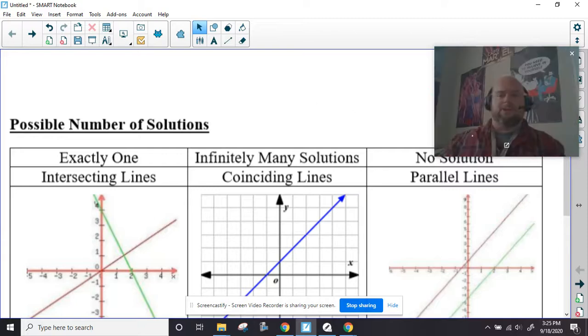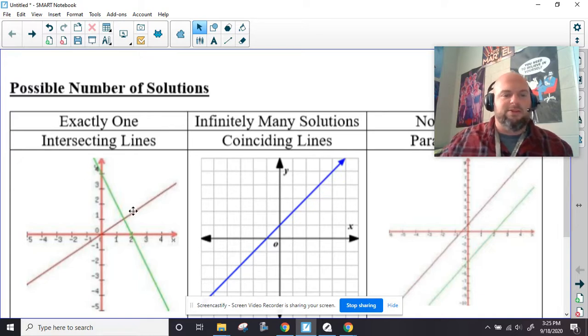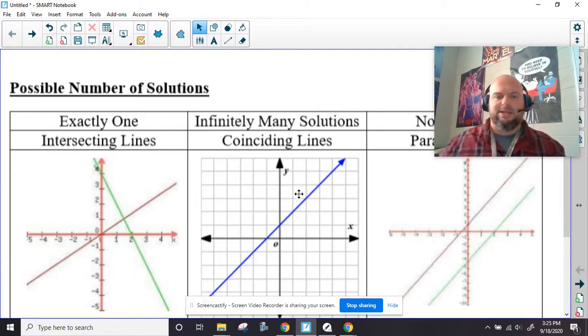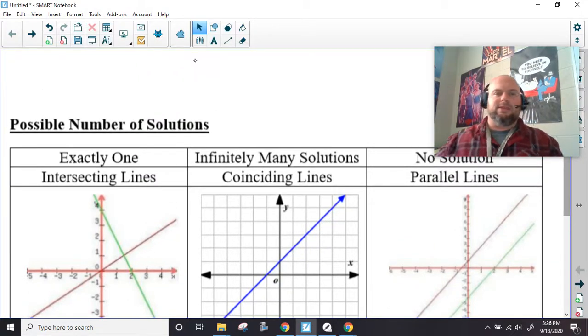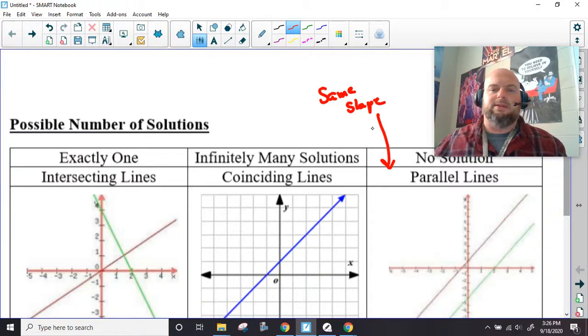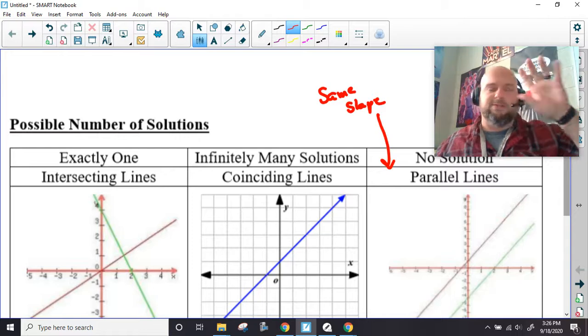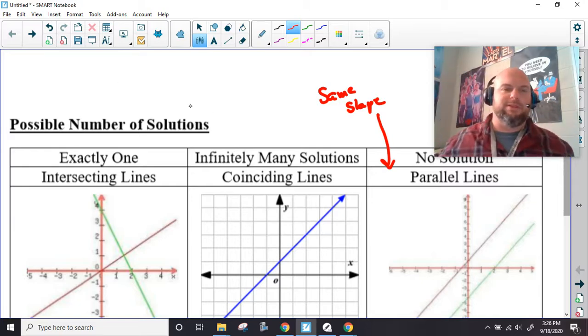All right, so here are things that you need to know. When they intersect, you have one solution. When it's coinciding lines, basically it's the same line. If they're the same line, they're going to lay on top of each other, so there are infinitely many solutions. Now, this one right here is no solution. This is when they're parallel. I'm going to show you some cheat codes here in a second. This is the same slope. So when we're getting ready to graph, if we see the same slope, there's really no reason to graph because it's going to be parallel.